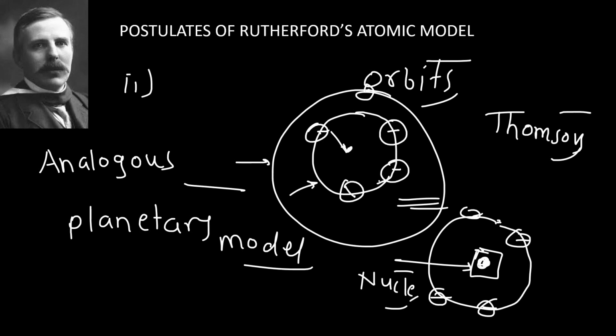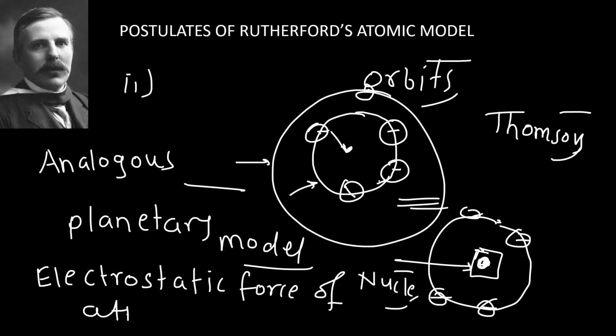And between the nucleus and the revolving electrons, there must be some force to keep them in these positions. That force, as we know, is the electrostatic force of attraction. That was the third postulate he made: the electrostatic force of attraction maintains these electrons in particular orbits.